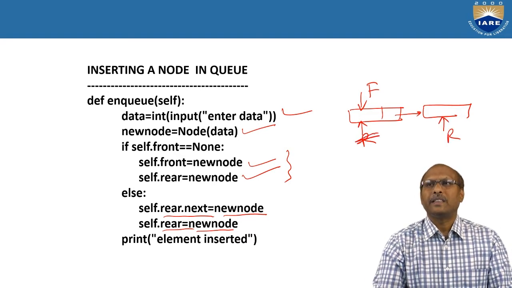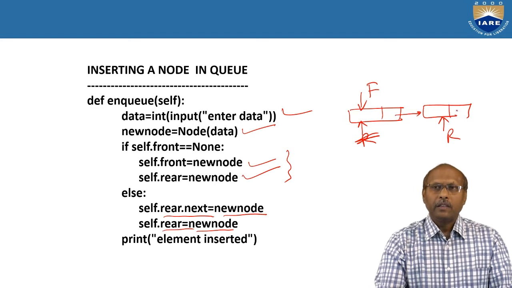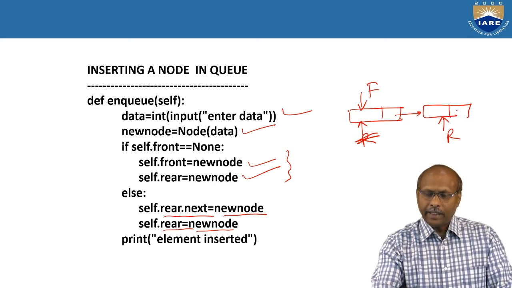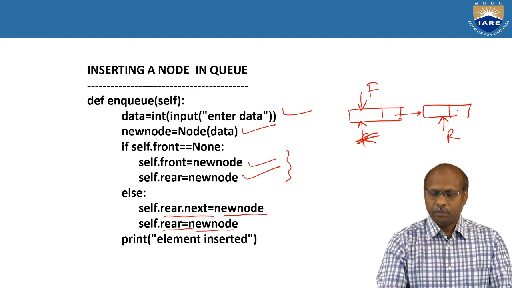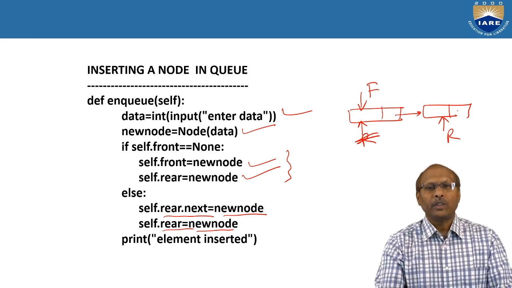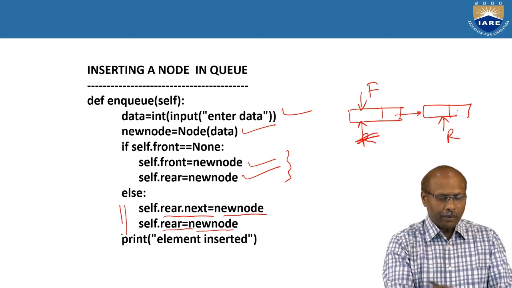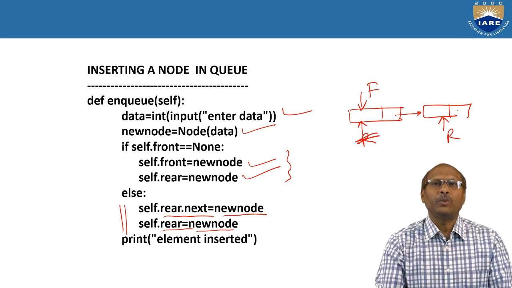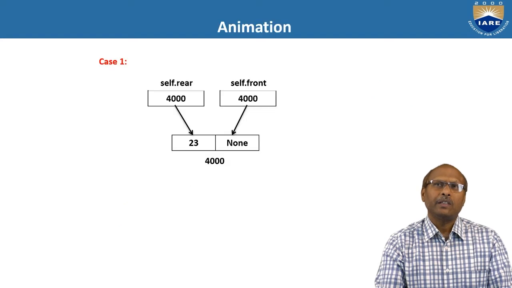So like this, changing. Okay. Third, again, front is the same, the rear keeps on moving, like this. So this is the way you can insert an element into a queue. Try to remember this else part is the main one. This is a simple code to insert an element into a queue.